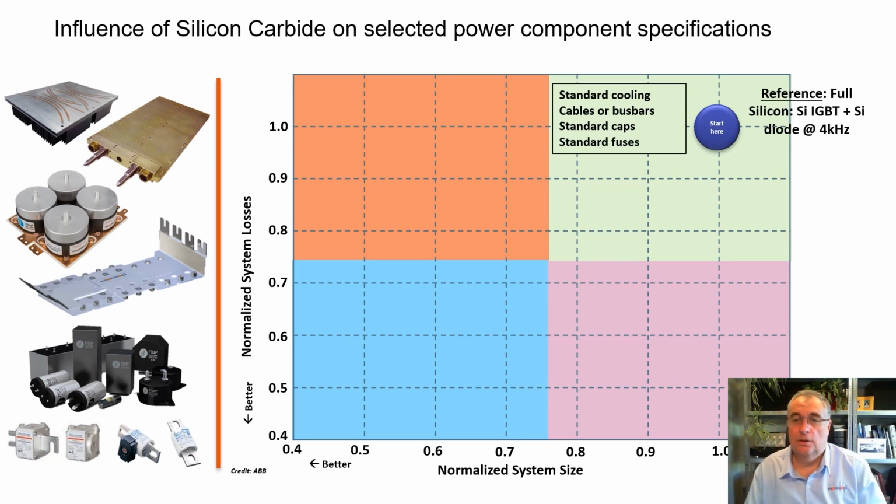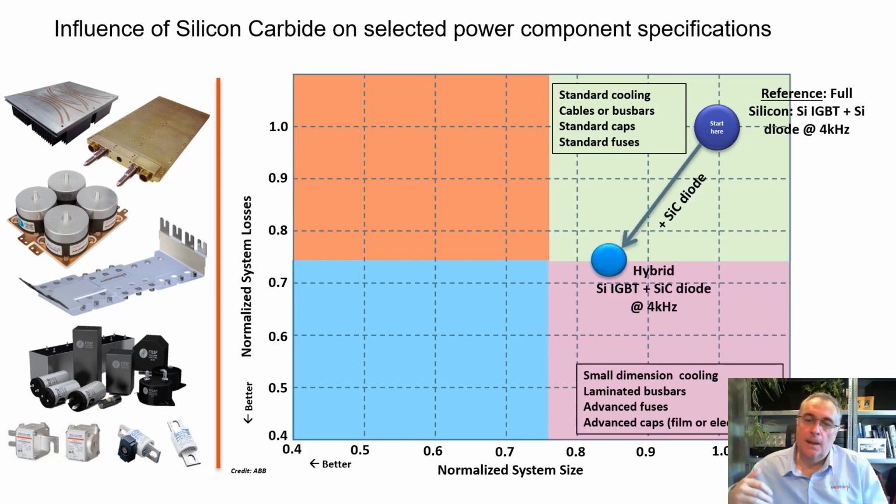a full silicon IGBT and silicon diode inverter with a switching frequency of about 4 kilohertz. It typically used so-called standard cooling. It could be cables, it could be connected with bus bar. It's standard caps and standard fuses normally.